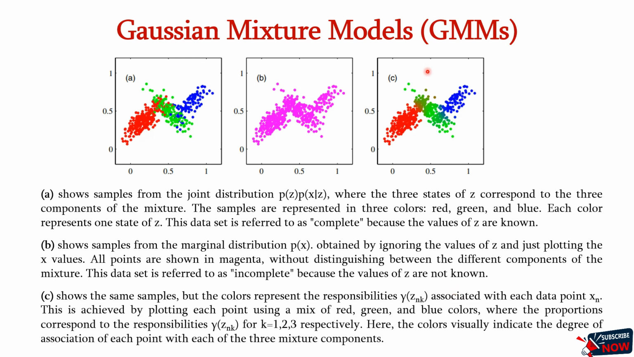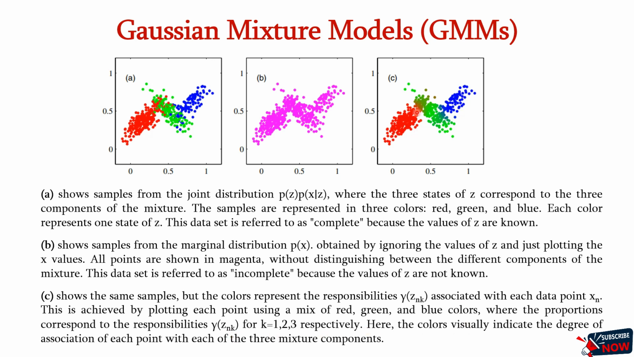Next, the plot C is called the posterior probability. This shows the samples, but the colors represent the responsibilities gamma of Z and k associated with each data point Xn. This is achieved by plotting each point using a mix of red, green and blue colors, where the proportion corresponds to the responsibilities gamma of Z and k for k is equal to 1 to 3 respectively.